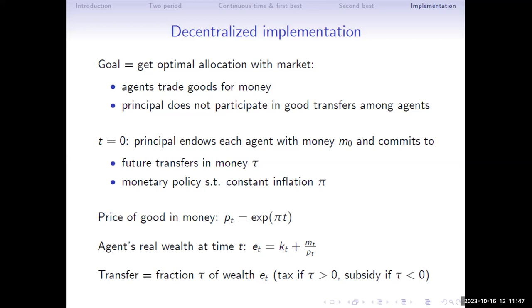The principal will have a monetary policy, which will be how much money to supply to the economy, and that will determine an inflation rate. Okay. And so now I'm skipping.